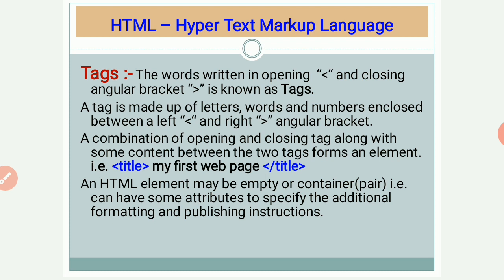Tags: the words written in an opening angular bracket and a closing angular bracket are known as tags. A tag is made up of letters, words and numbers that are enclosed between a left angular bracket and a right angular bracket. A combination of an opening and closing tag along with some content between the two tags forms an element.